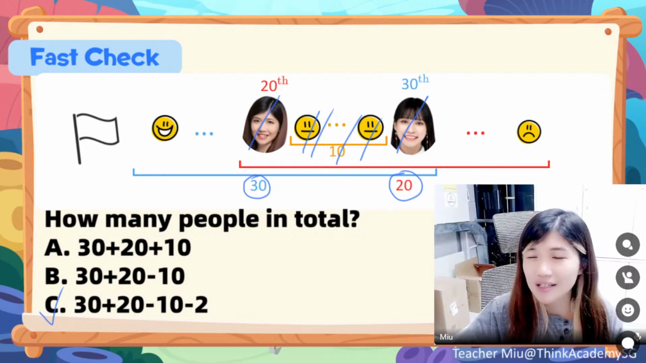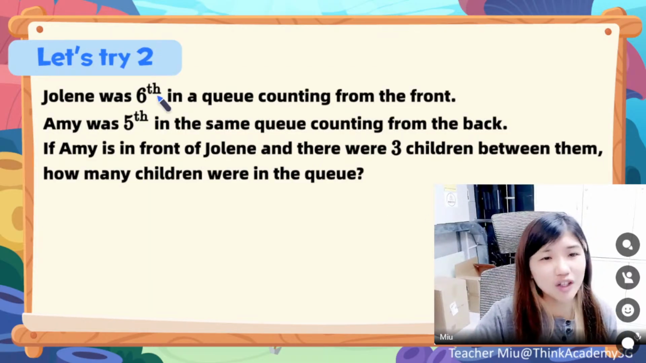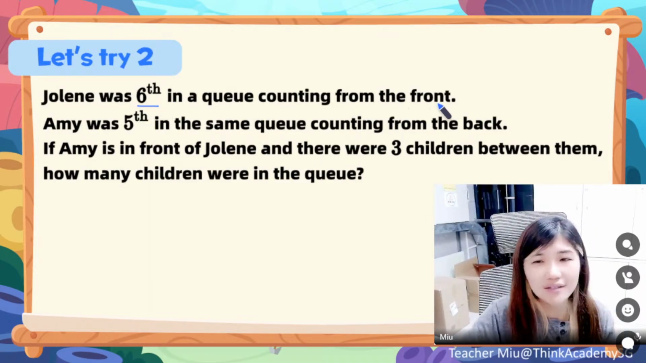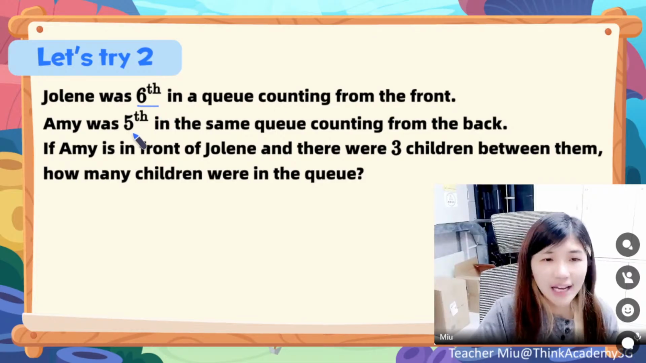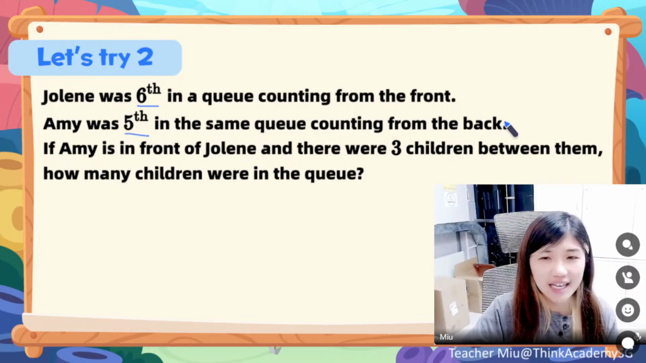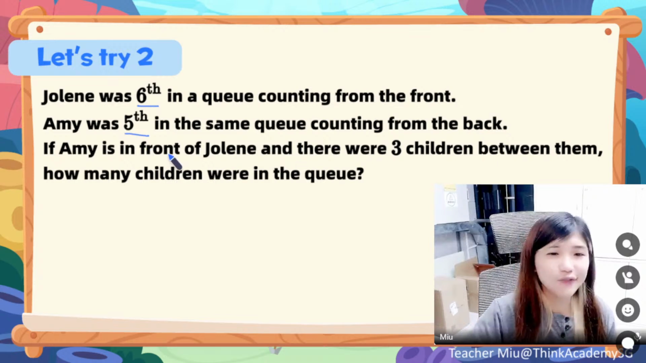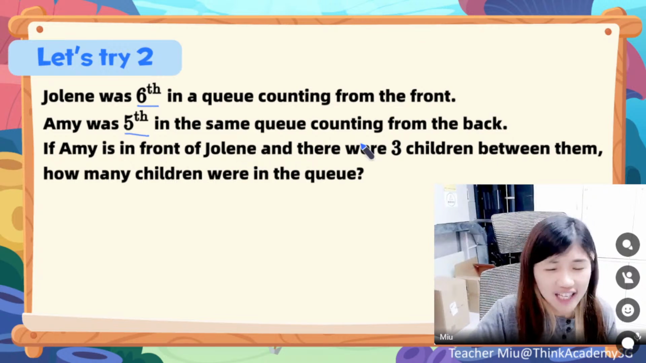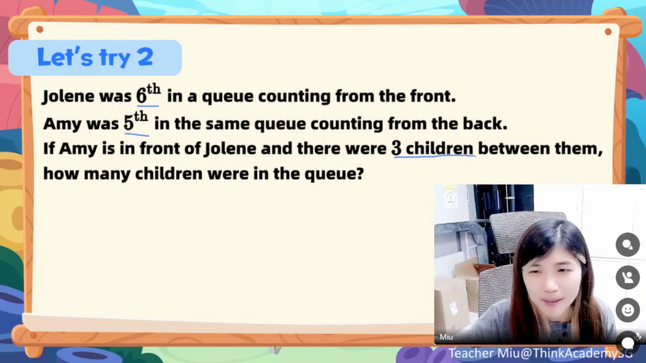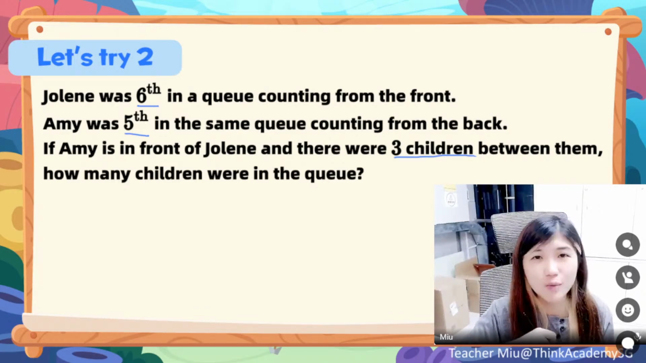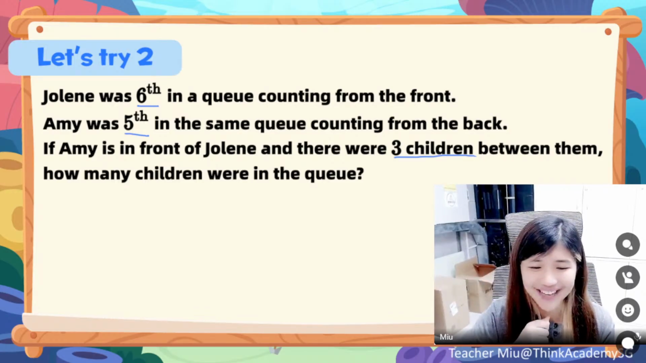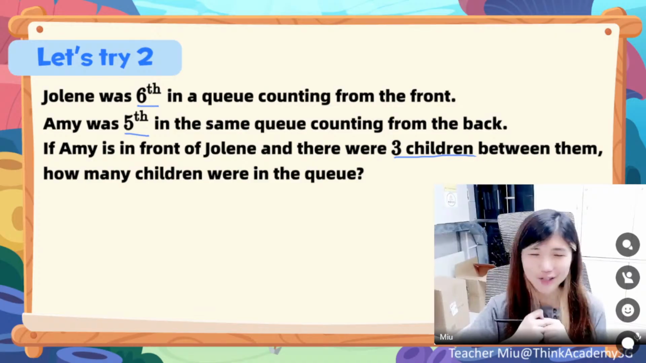All right, so let's try one. It says Jolene was the 6th in the queue, counting from the front. Amy was the 5th in the same queue, counting from the back. If Amy is in front of Jolene and there were 3 children between them, how many children were in the queue? Any idea? You can try. Please try first.